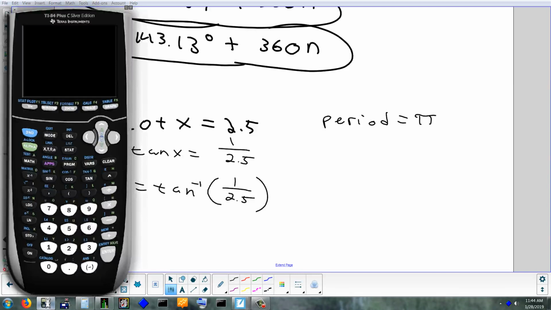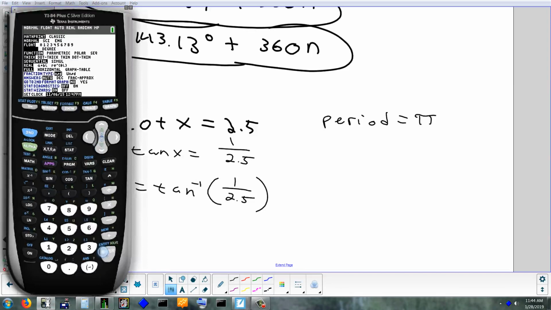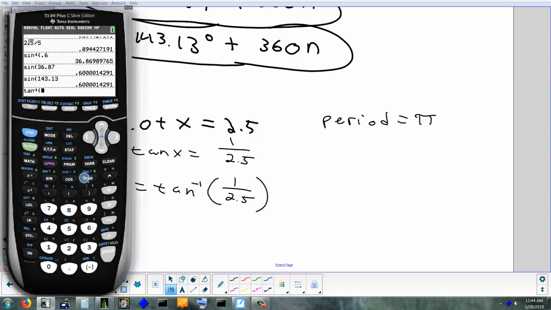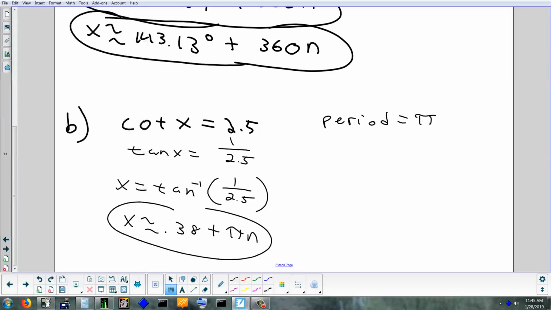Well, this one was a little harder, but not too bad. So, mode, I said I'm going to do it in radians. So second, inverse tangent, 1 over 2.5. Doesn't matter if I close my parenthesis. It's about 0.38. And plus, what do I put on the end of it to show that the answer repeats every cycle? Yep. Plus pi n. So you can add 1 pi to that number, 2 pi, 3 pi, 10 pi, 20 pi. You're going to keep getting a new answer every cycle. That's one answer.